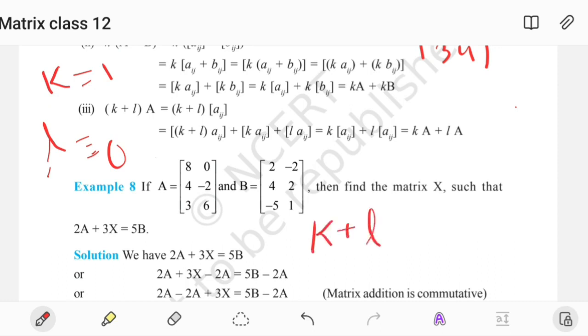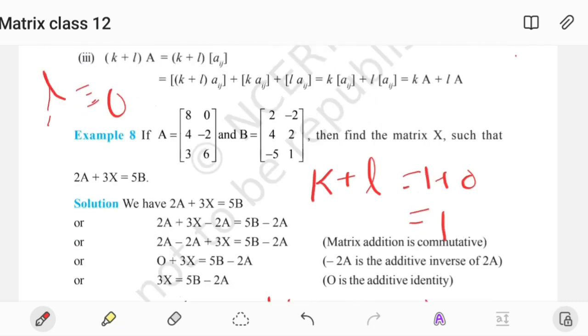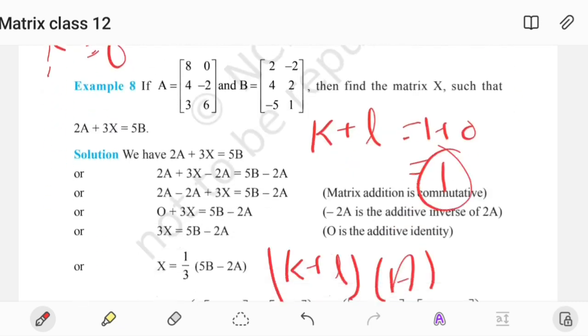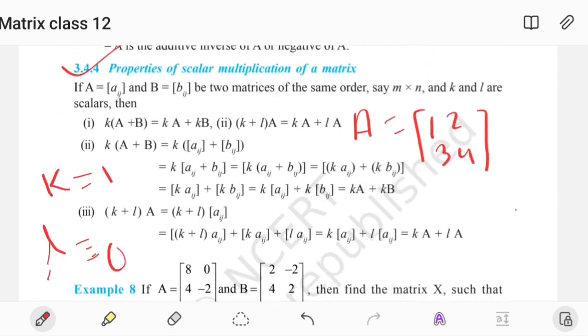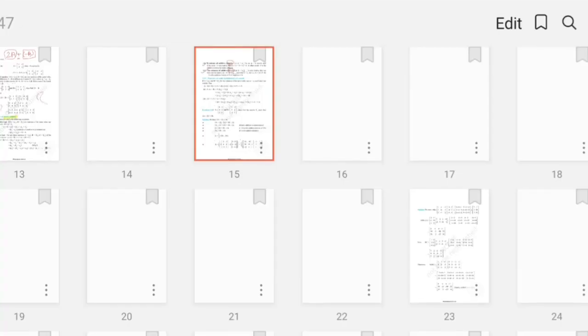k plus l is 1 plus 0, right? When I multiply k plus l, which equals 1, with A, what I get is this same matrix, and this is also equal to kA plus lA. Let me write it in another page.